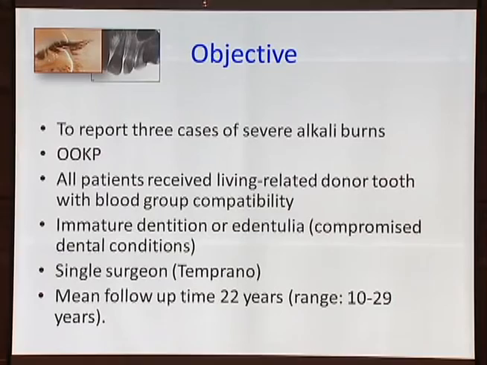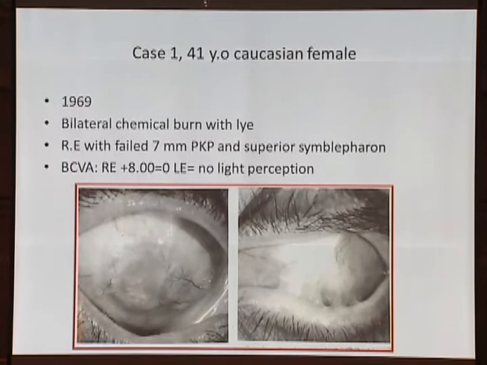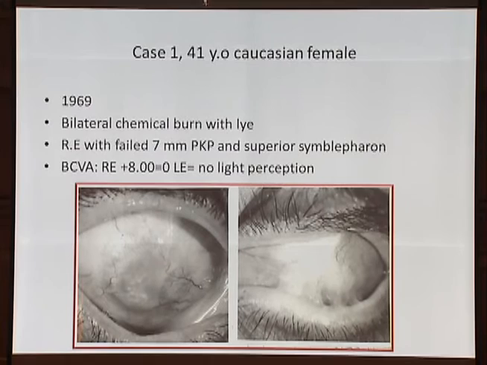So the first case is a 41-year-old Caucasian female. The surgery was done in 1969. Dr. Temprano was just beginning his surgeries back then. Patient had bilateral chemical burn with lye. The right eye had a 7 millimeter failed penetrating keratoprosthesis and symblepharon.